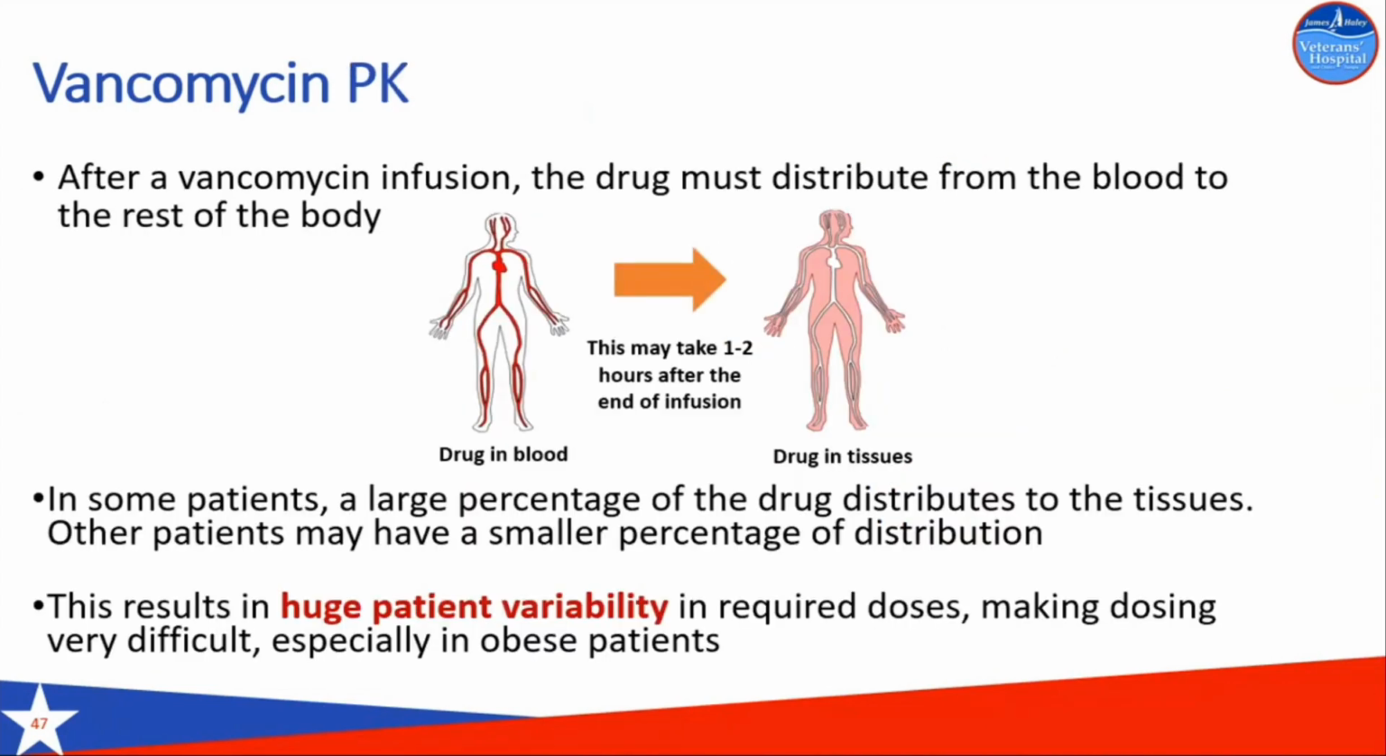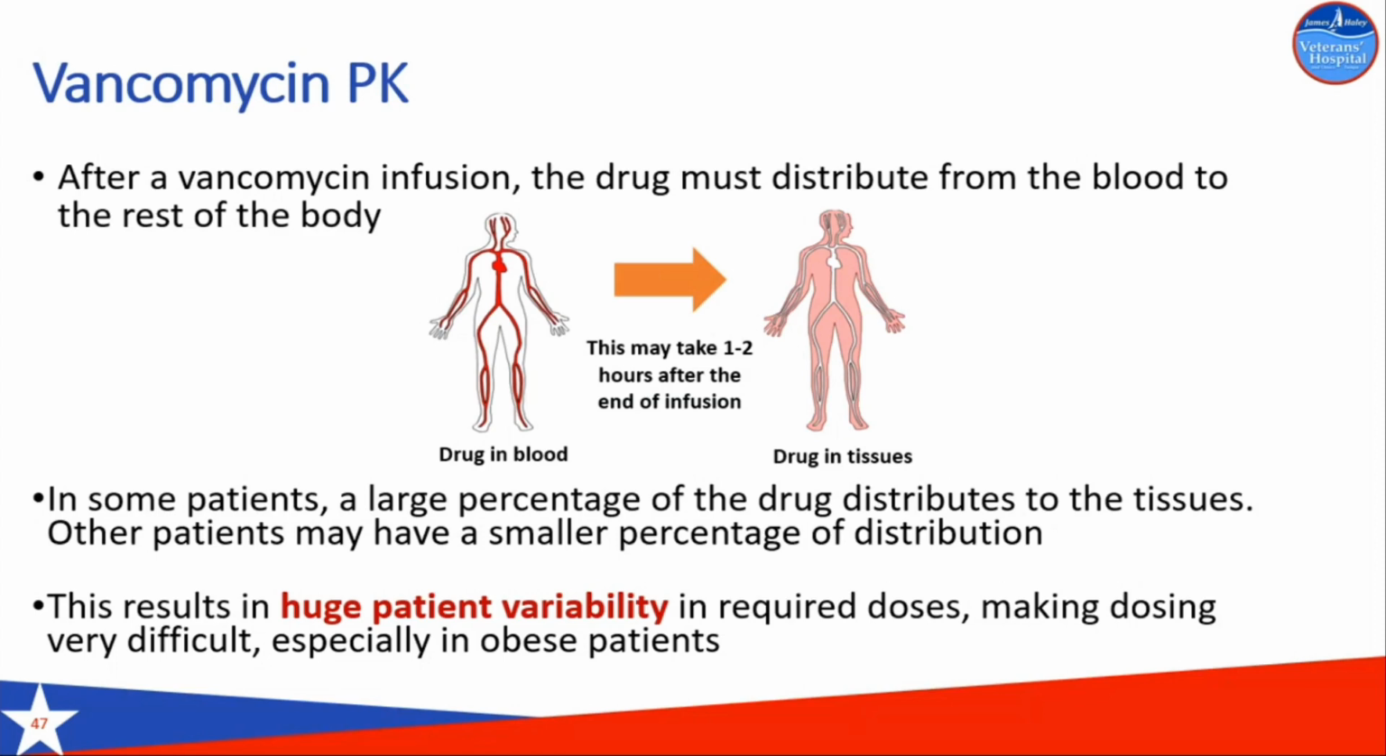So in terms of pharmacokinetics, obviously, after the infusion, the drug has to distribute from the blood to the rest of the body. And the volume of distribution for Vanco is quite a bit higher than those for aminoglycosides, so it tends to distribute into the tissues a lot more, and that includes adipose tissue. So that takes a little bit longer. So we're going to see that we're waiting a little bit longer before we get some levels for Vanco.